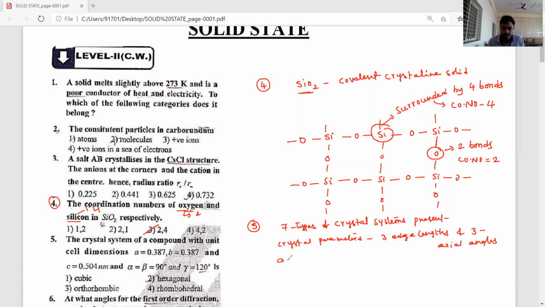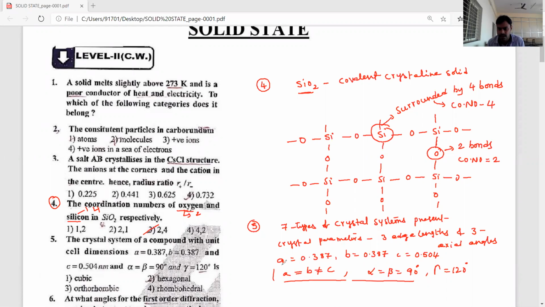If you observe that A value is 0.387 and B is also equal to 0.387 and C is equal to 0.504. Means what is it? A not equal to B not equal to C? No, two edge lengths are equal. A is equal to B but not equal to C. And axial angles, alpha is equal to beta is equal to 90 degrees and gamma is equal to 120 degrees. This crystal system arrangement is present in which crystal system? It is hexagonal crystal system.